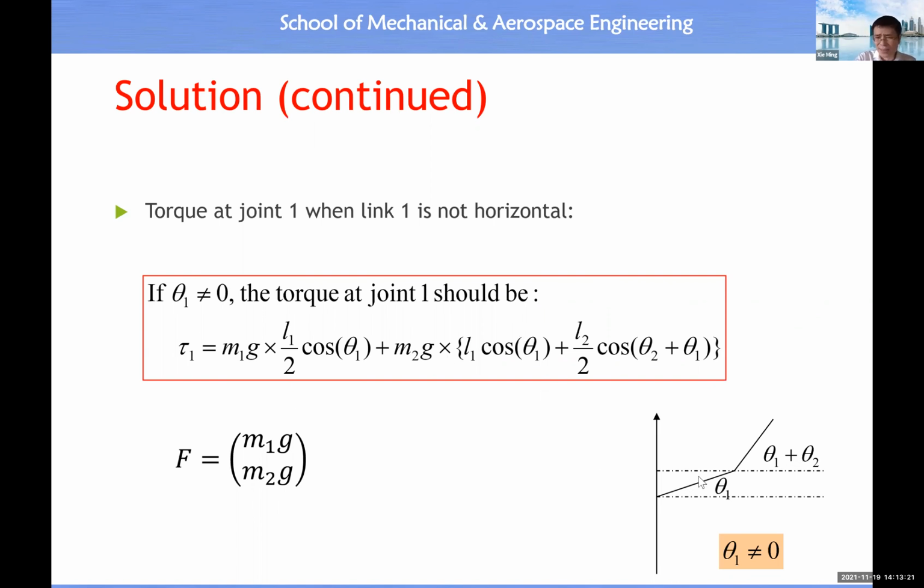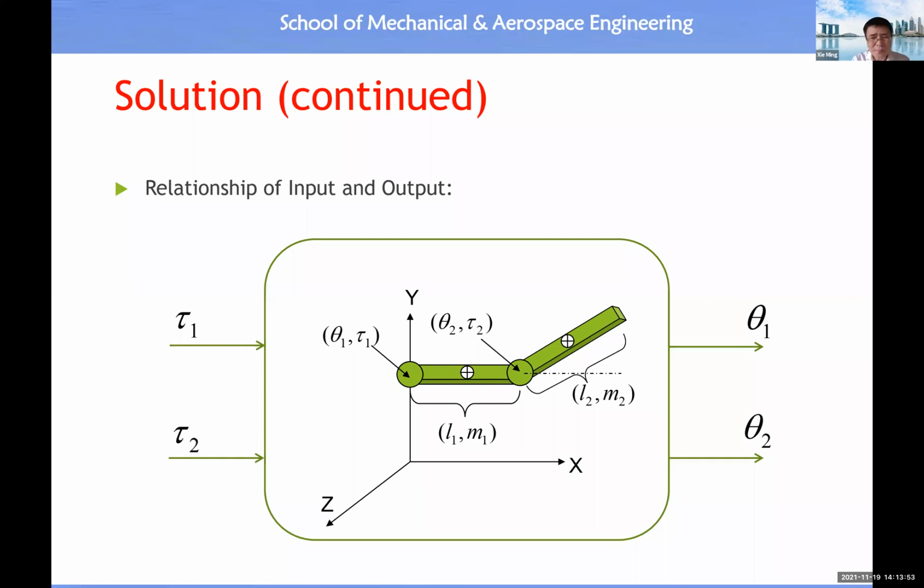Then for the torque due to M1G, the moment arm of M1G should be equal to half of link L1 times cosine theta 1. Okay, so if we put these together to form this interaction force vector, you will see you have this one plus this one. You can put them into another vector. That vector looks like a Jacobian matrix. All right, so we put this together, then we have this relationship.